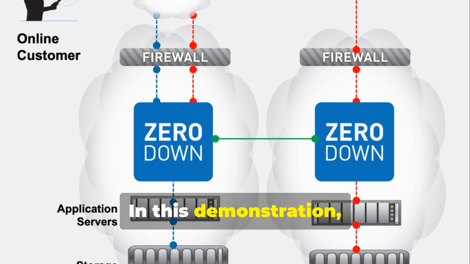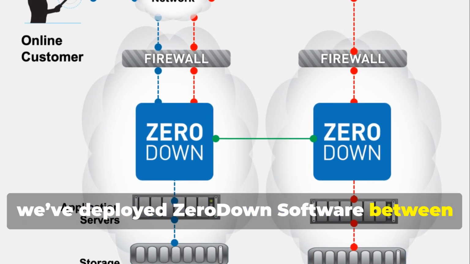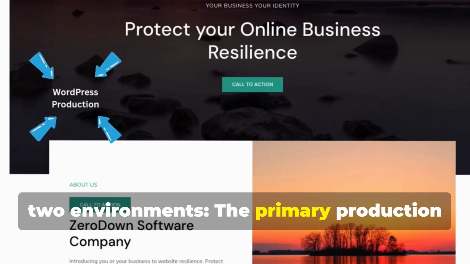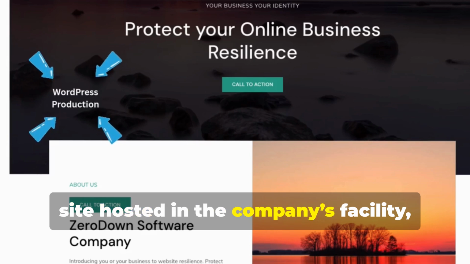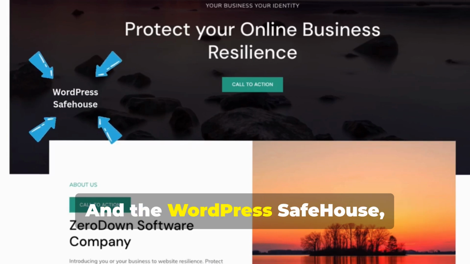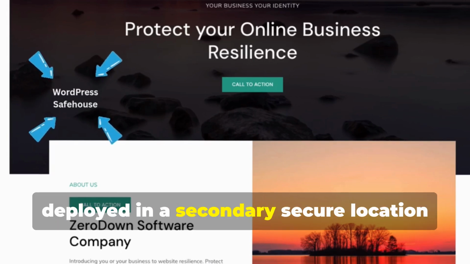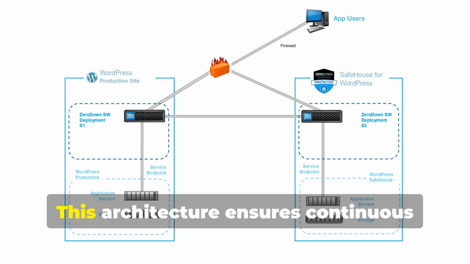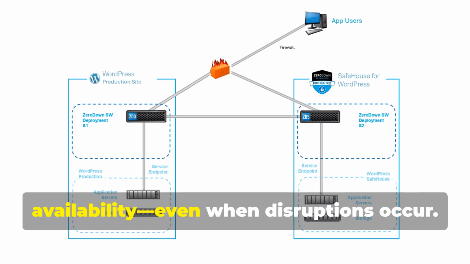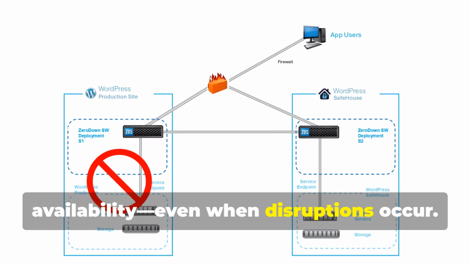In this demonstration, we've deployed ZeroDown Software between two environments: the primary production site hosted in the company's facility and the WordPress Safehouse deployed in a secondary secure location. This architecture ensures continuous availability, even when disruptions occur.